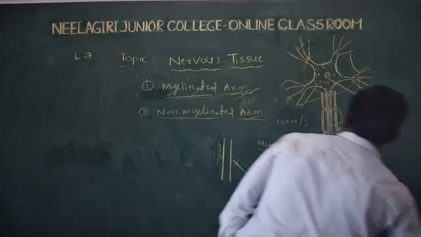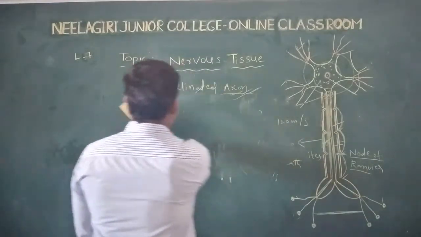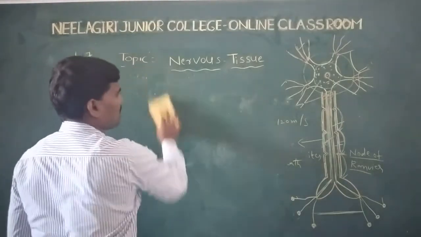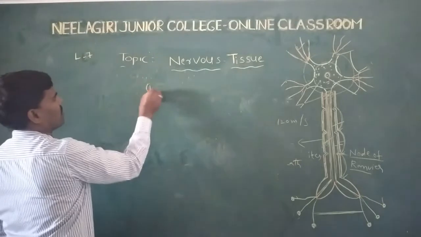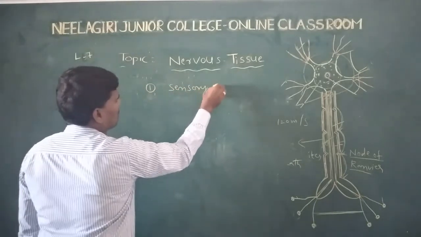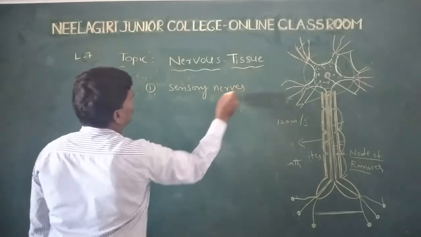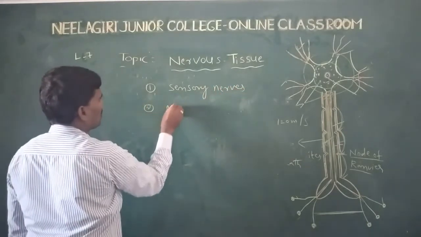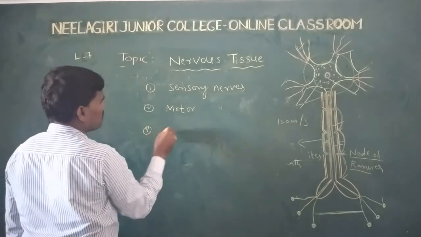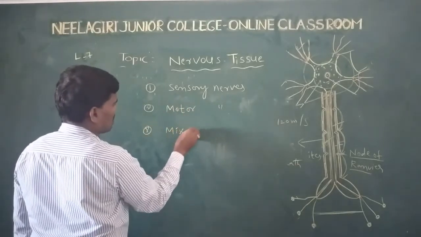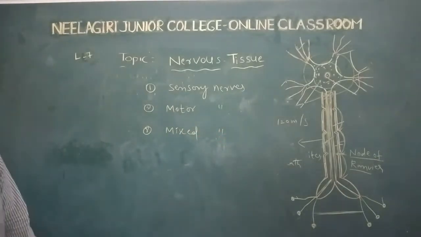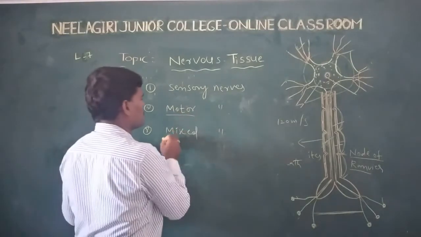Next, the types of nerves. How many types of nerves are there? Generally there are three types: the first is sensory nerves, the second is motor nerves, and the third is mixed nerves.